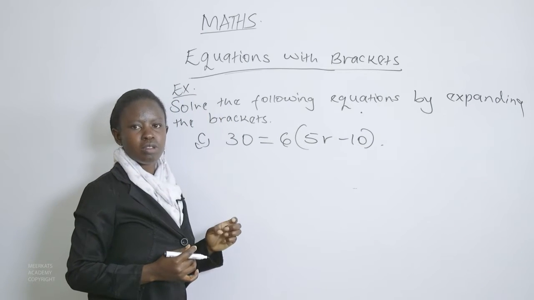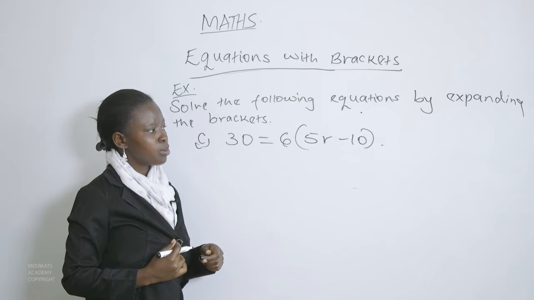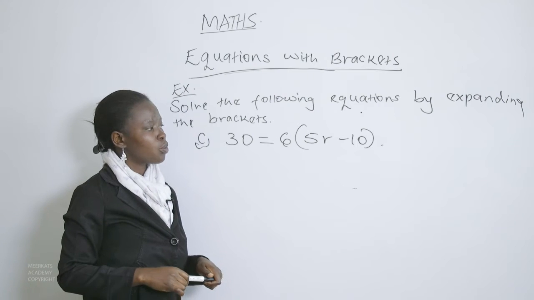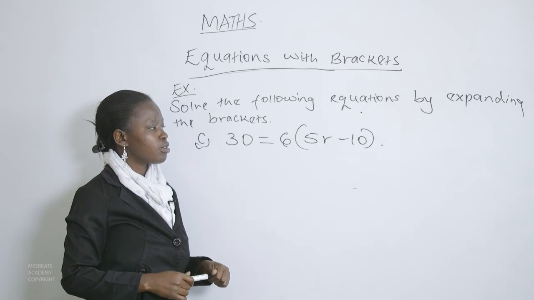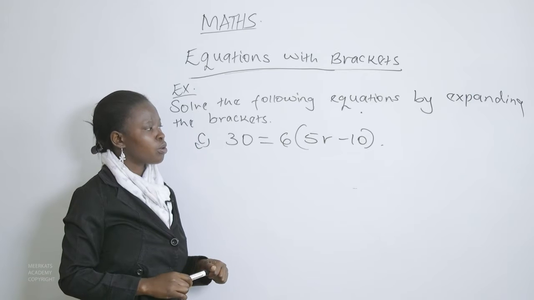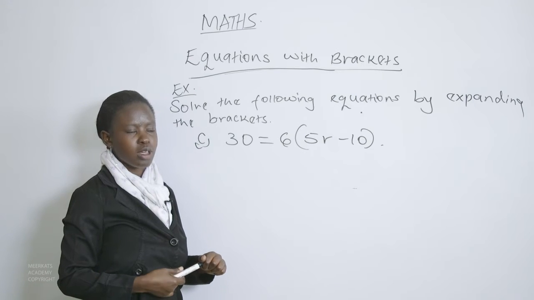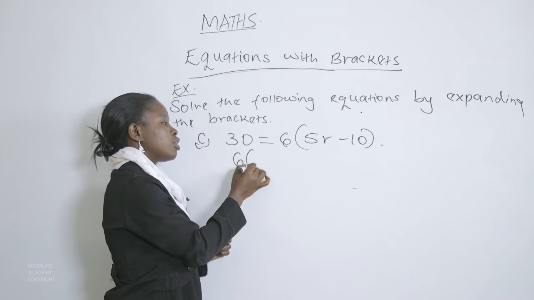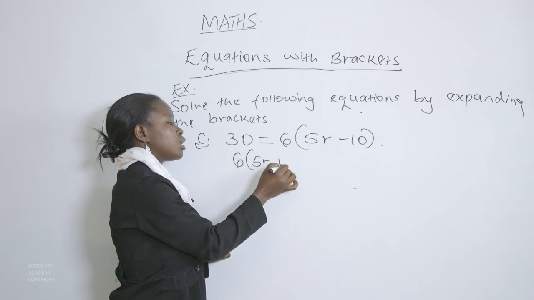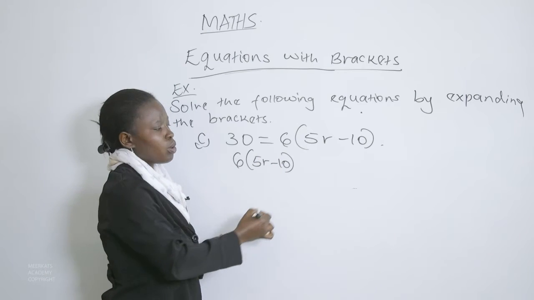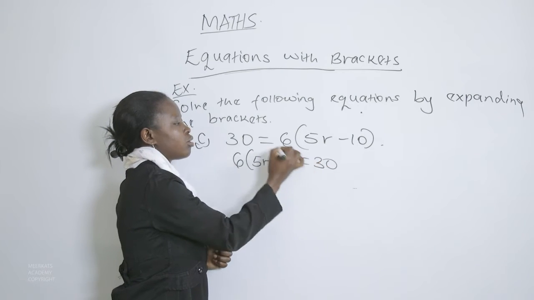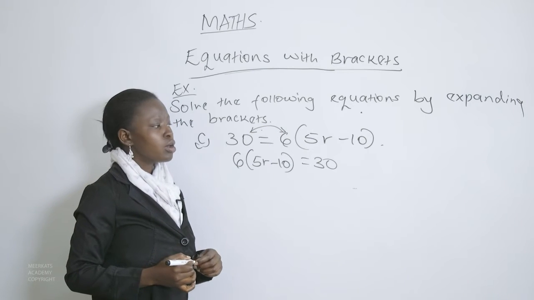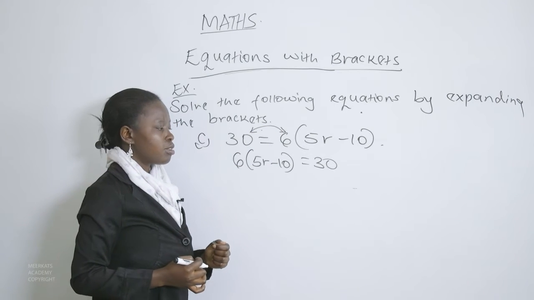30 is equal to 6 into 5r minus 10. When we have such an equation, we can swap whatever is on the right-hand side of the equation with what is on the left-hand side, so that we have 6 into 5r minus 10 equal to 30. We've interchanged whatever is on the right-hand side with what is on the left-hand side.